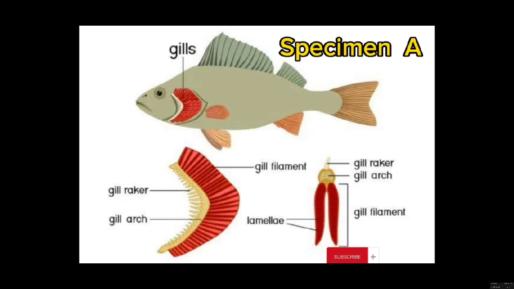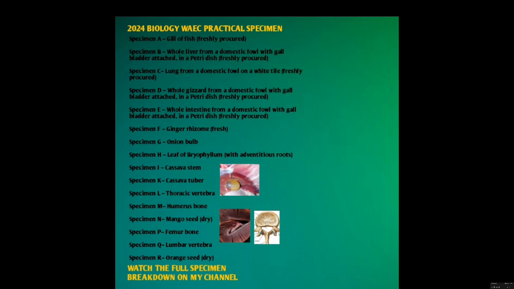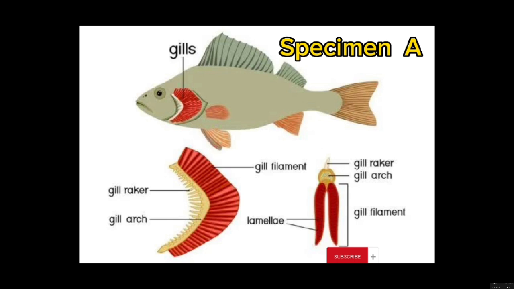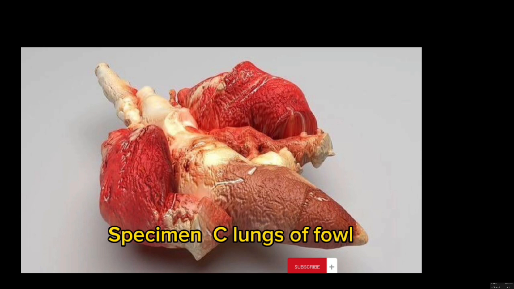So the gill arc is the part that holds the gill filament and the gill rakers. So let's go to another point I want you to note, which is some observable similarities between specimen A and specimen C. Remember that specimen A is the gill, then specimen C is the lungs. So what are those things that you can observe between both of them?